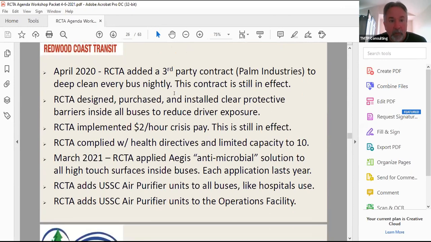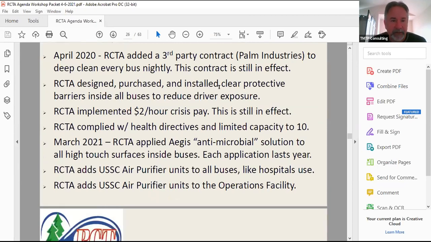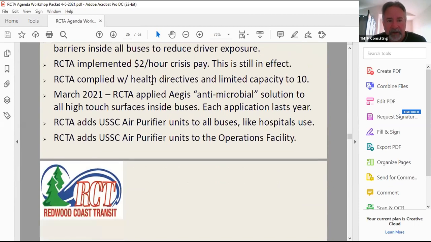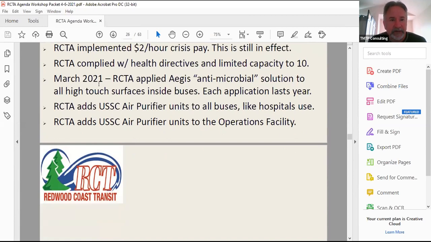We designed in-house, thanks to Nick West, our amazing maintenance manager, and purchased and installed protective barriers inside all the buses to reduce driver exposure to the virus from passengers. We implemented a $2 an hour crisis pay to retain drivers, and that's still in effect and has been very helpful. We complied with the county health directives and limited capacity on board to no more than 10 people at a time, still in effect, although we were talking about how we might be able to loosen that up now.